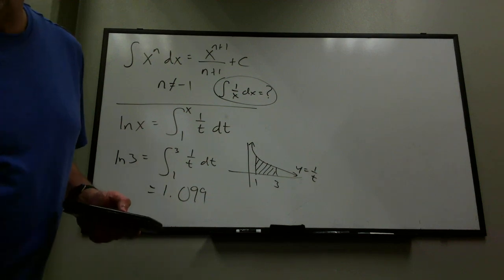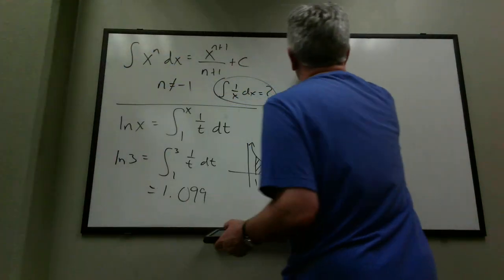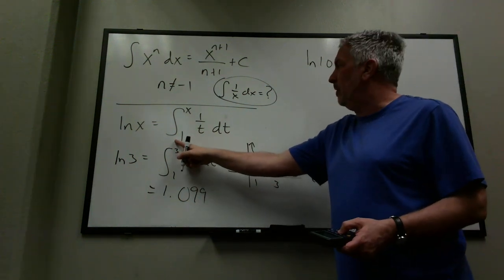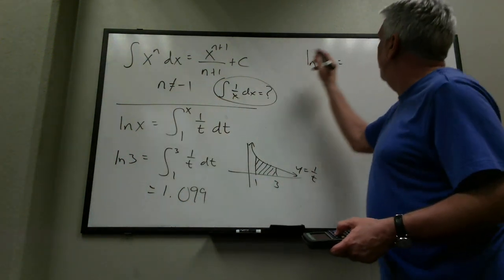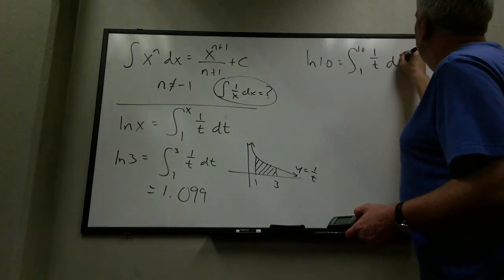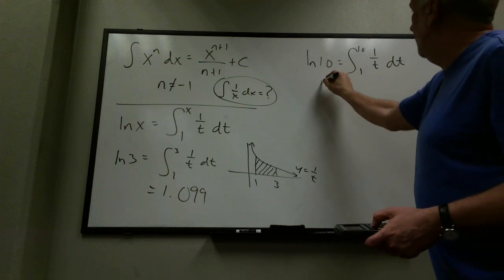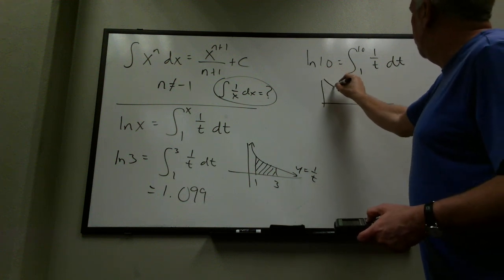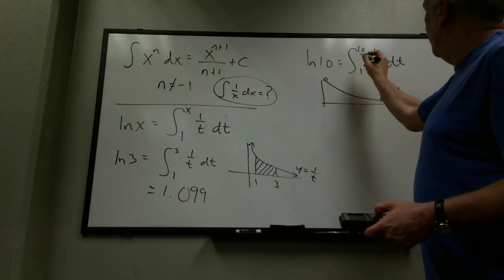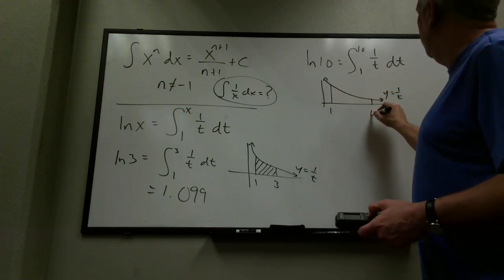Okay, let's look at b here. B says natural log of 10. Again, if we use the definition of natural log, you put a 10 in for x. That's the integral from 1 to 10 of 1 over t dt. Now pictorially, what are we doing here? It's the same curve, 1 over t, and we're integrating from 1 to 10.